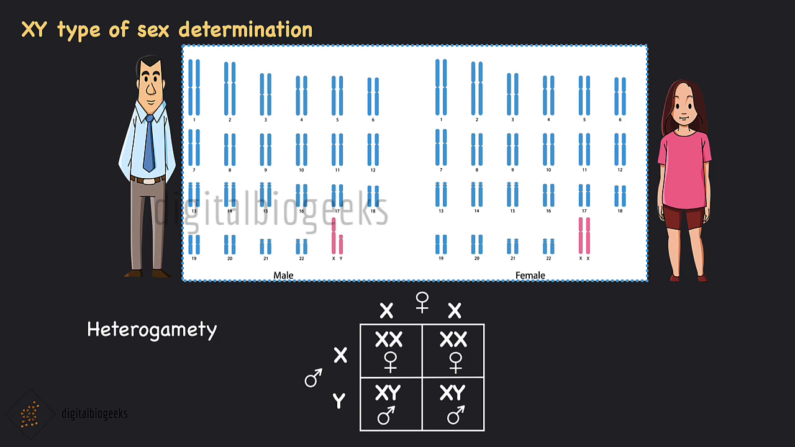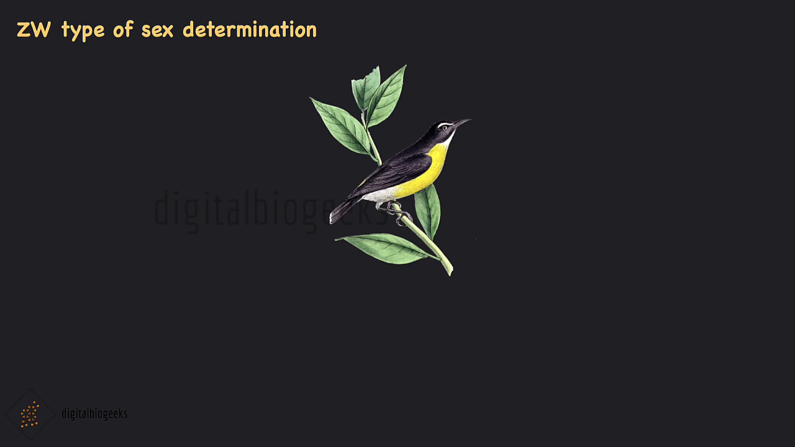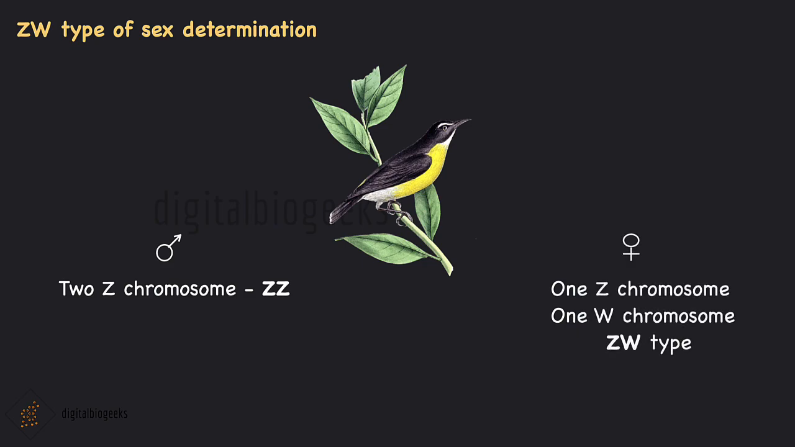XO type can also be called male heterogamety, as males produce 2 types of sperms, some with an X chromosome and some without X chromosomes. In birds, we can see the reverse of what happens in humans. Here, males have a pair of Z chromosomes and females have 2 different sex chromosomes called Z and W, ZW type.